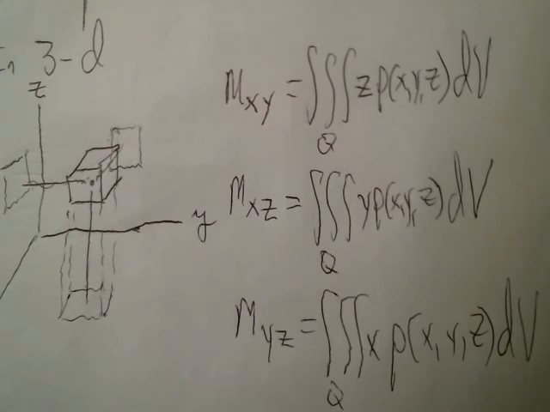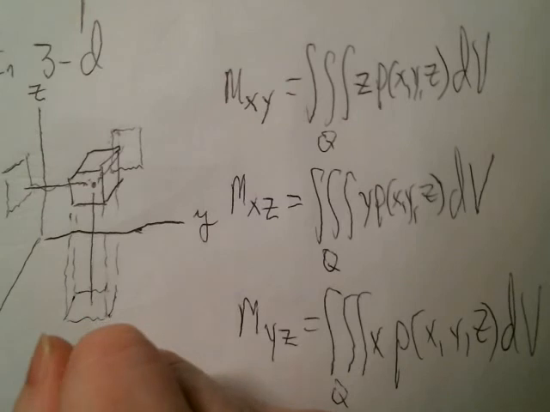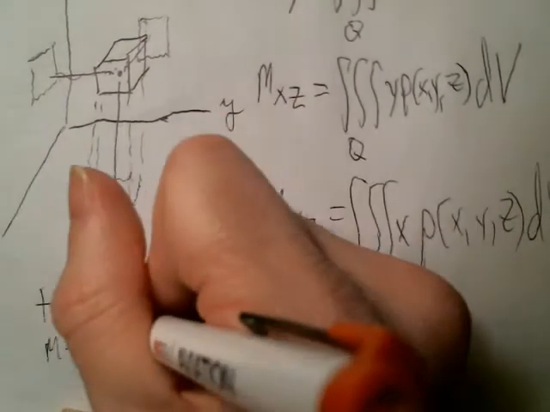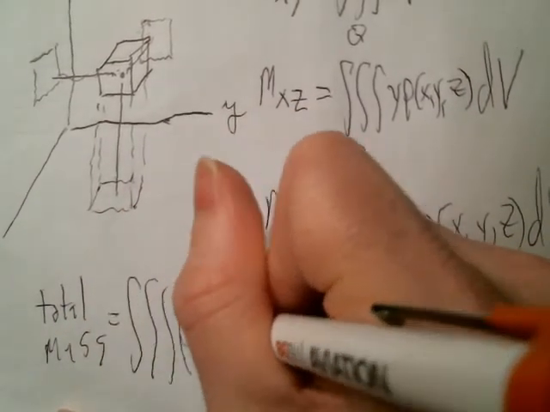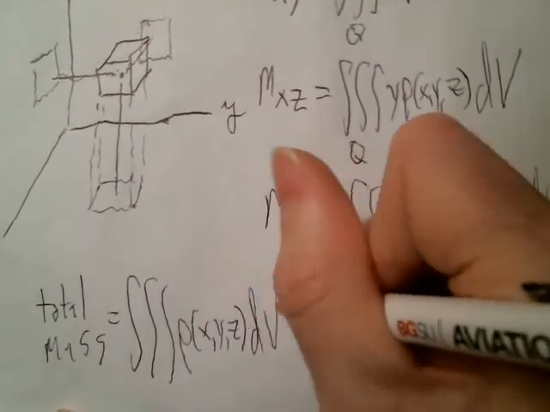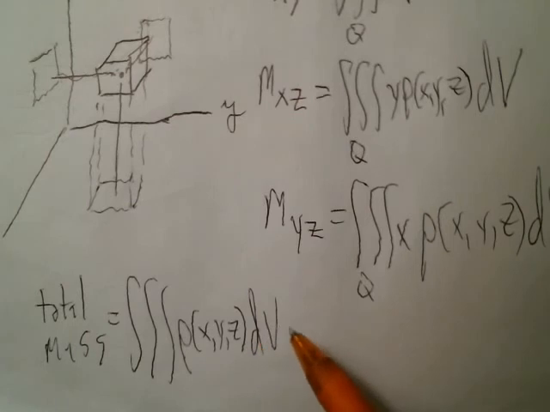For the mass, it's just the triple integral over the object. We always need the total mass in order to compute the center of mass. So the total mass will just be the triple integral of the density function, which basically just comes down to finding the sum of the density times the volumes, right? And that will give you the total mass.